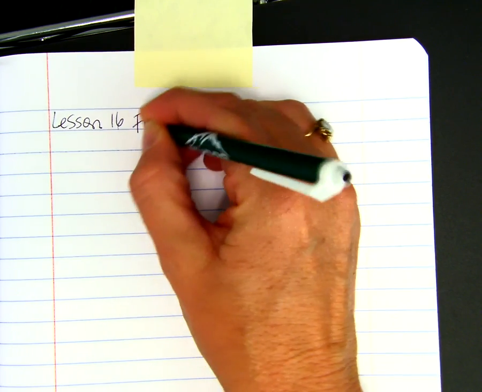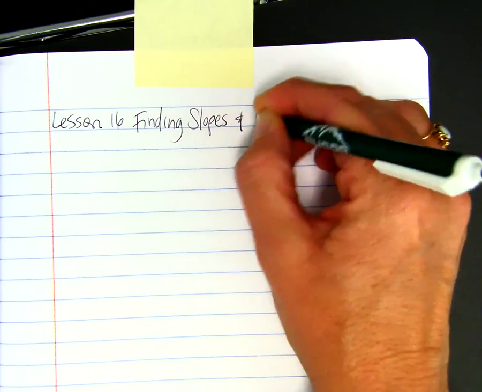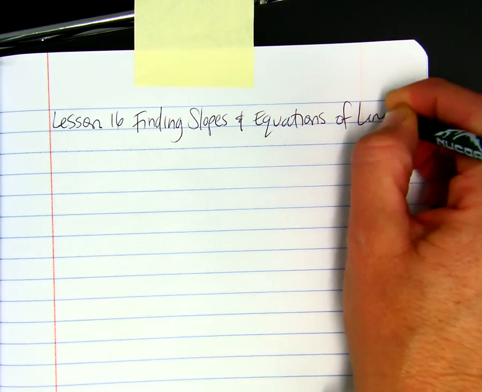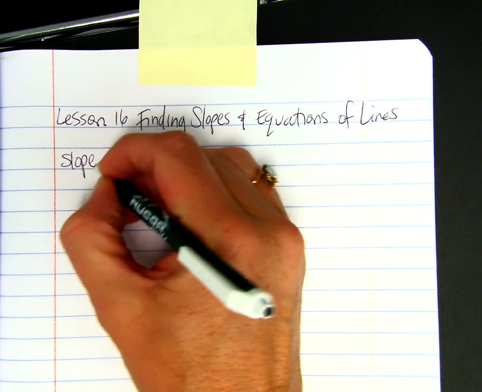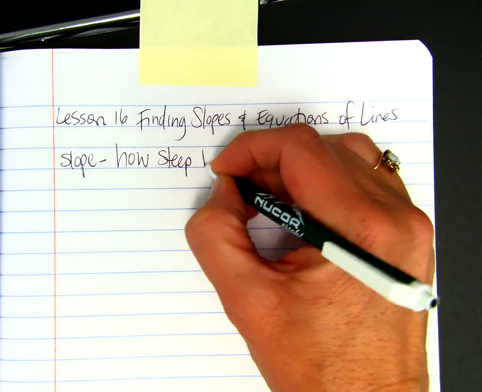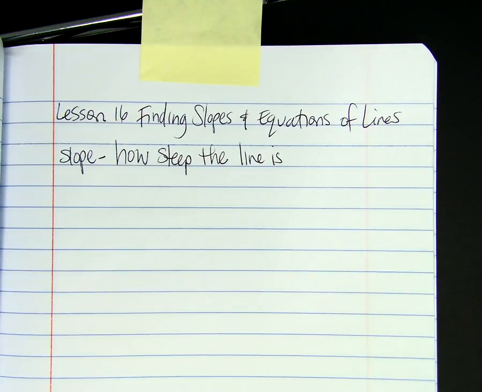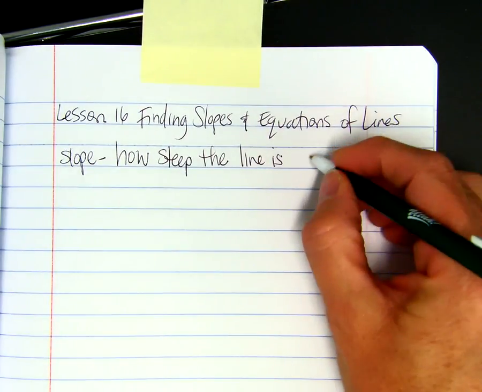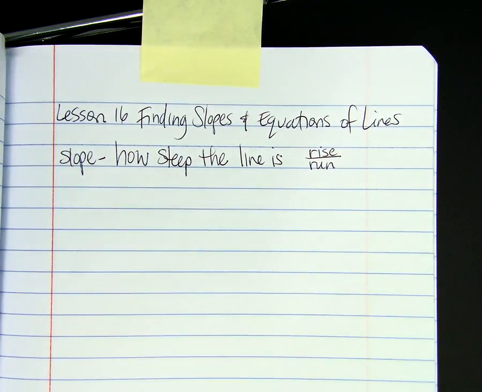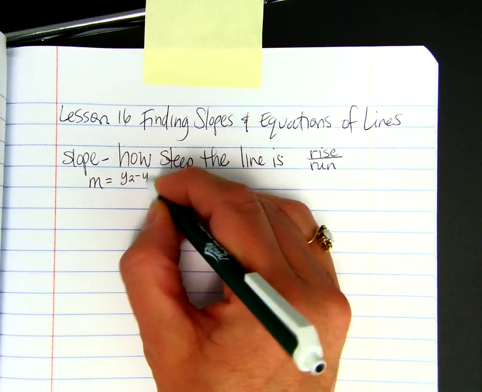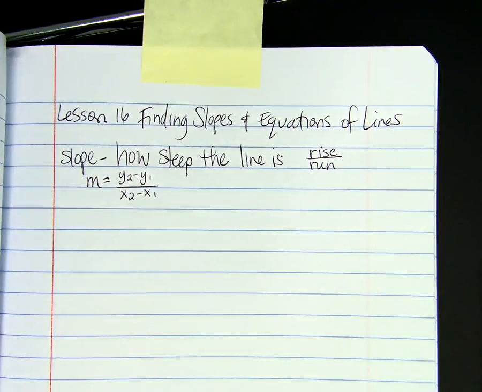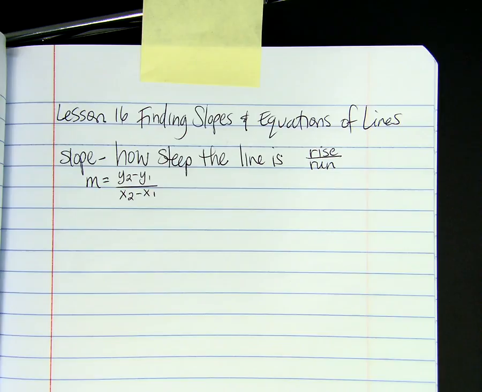So lesson 16, finding slopes and equations of lines. The slope of a line is just how steep it is. It's going to be represented by a number, and it's the rise over the run between any 2 points on the line. So the equation to find this slope is y sub 2 minus y sub 1 divided by x sub 2 minus x sub 1. So it's the change in y divided by the change in x.